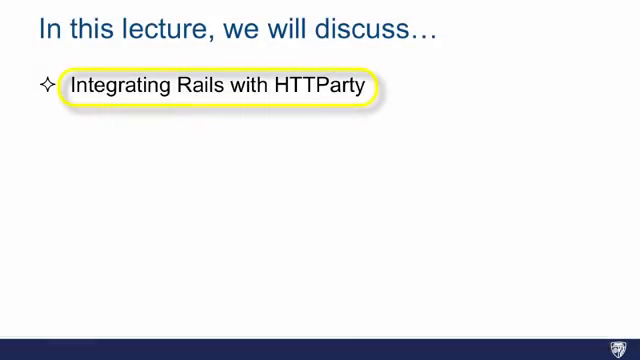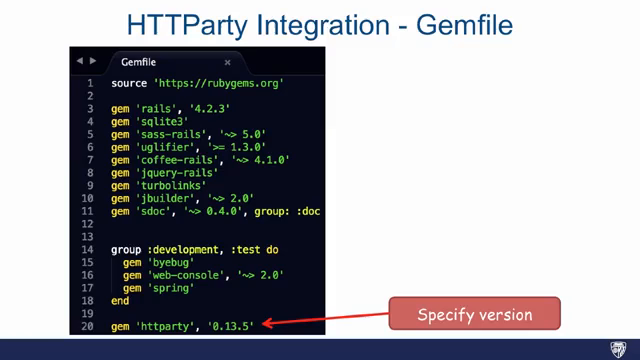In this lecture we'll finally get to integrate Rails with httparty. So step 1, we're going to open up a Gemfile and include httparty, and actually we're going to specify the exact version, 0.13.5, to avoid any confusion of a version changing later on.